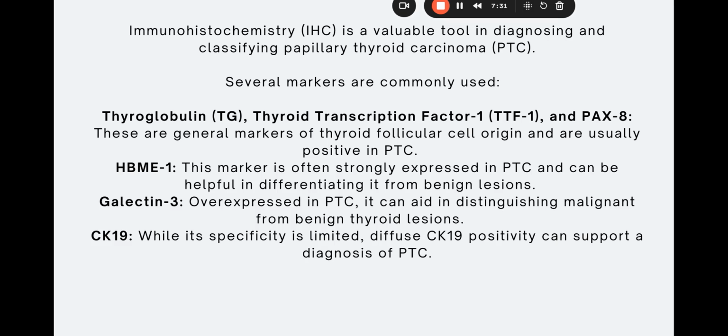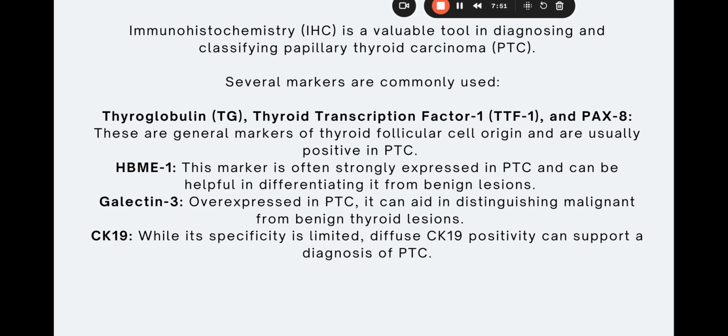IHC is also very important. So there are several markers that can be commonly used. You can use thyroglobulin, TTF1, and PAX8, and these are going to be general markers for thyroid follicular cell origin, and they're usually positive in PTC. So on cytology, you may see these being ordered.